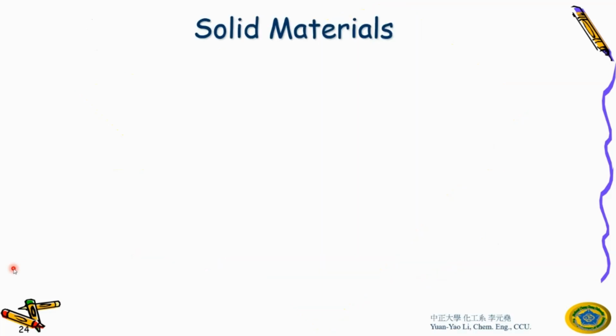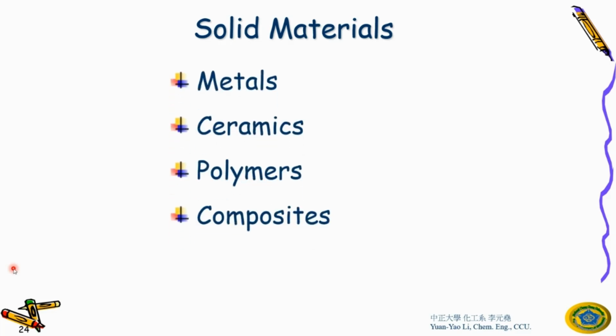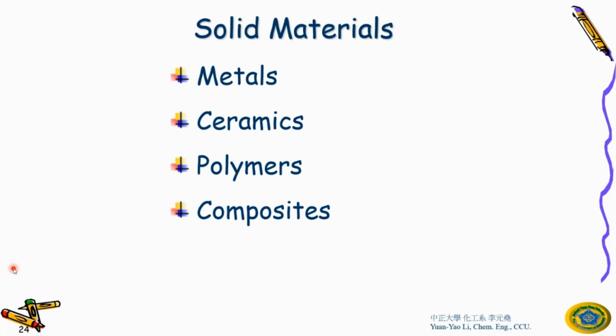First, I want to tell you that there are many types of materials, and in this course, we only talk about solid materials. Among the solid materials, there are 4 categories. The first one is metals, second one, ceramics, third one, polymers, and fourth one, composites.